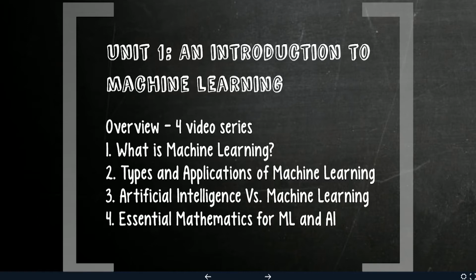Number 3, we're going to address artificial intelligence versus machine learning. There's a lot of misconceptions in this area that I think should be addressed early on. So we're going to understand a little bit more about AI and how it differs from machine learning and where it overlaps. Number 4, we're going to talk about the essential mathematics for machine learning and AI.